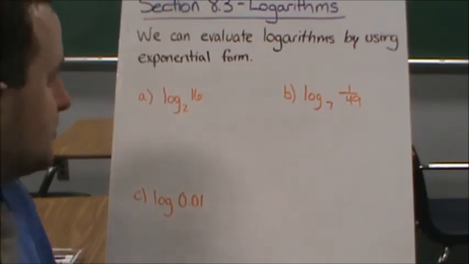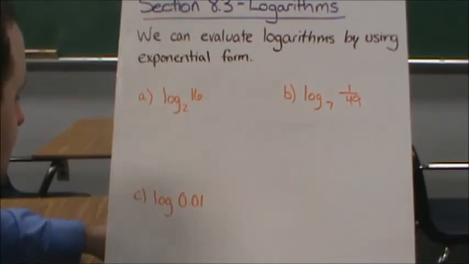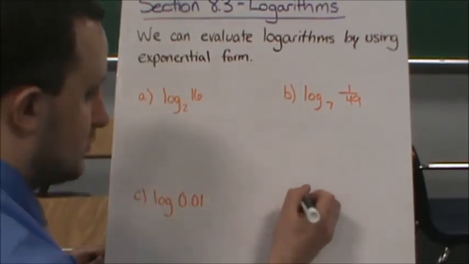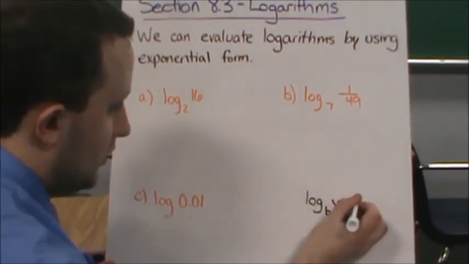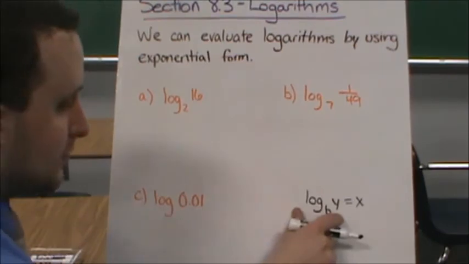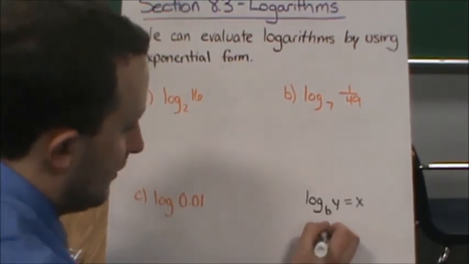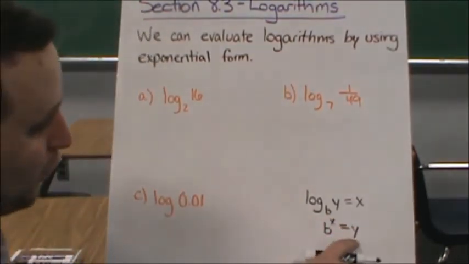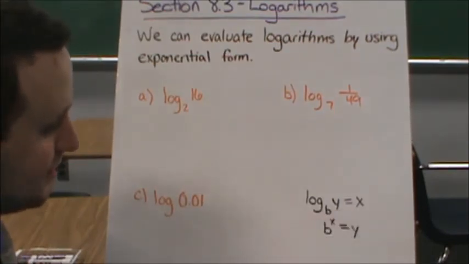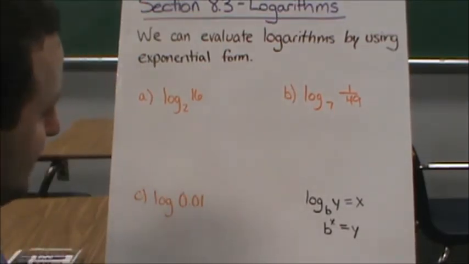Turns out you can also evaluate logarithms just by using exponential form. When we have our general log base b of y equals x, we're only going to be given log base b of y, and we're going to try to figure out what the value of x is. So we have to rewrite it in exponential form, b to the x equals y. Then we have to manipulate y to be in terms of b raised to some power. That's how we're going to go about evaluating these logarithms.